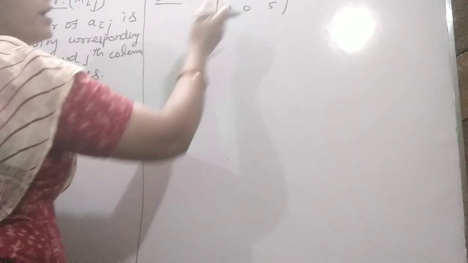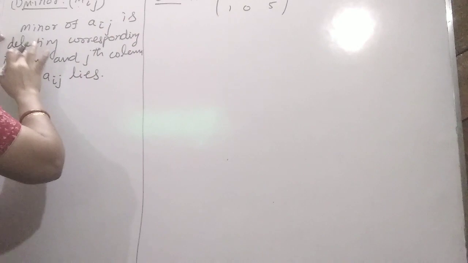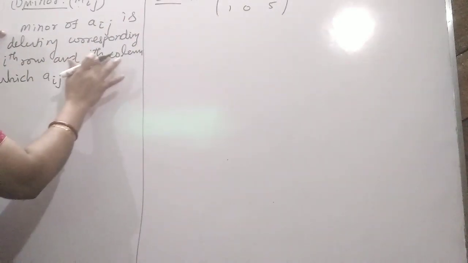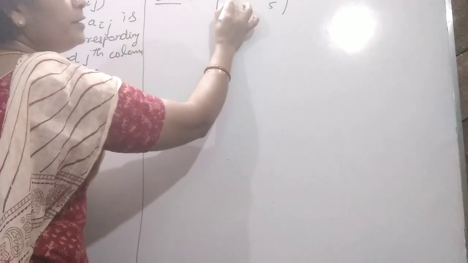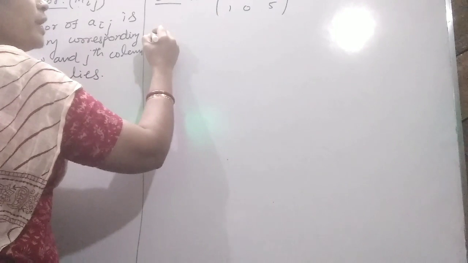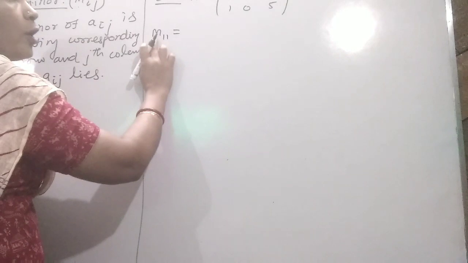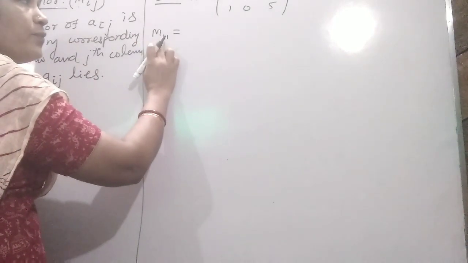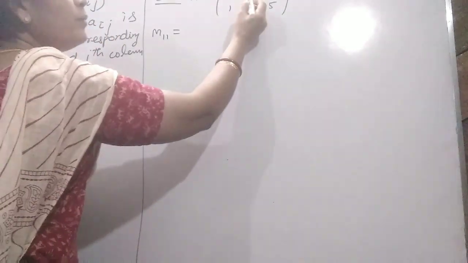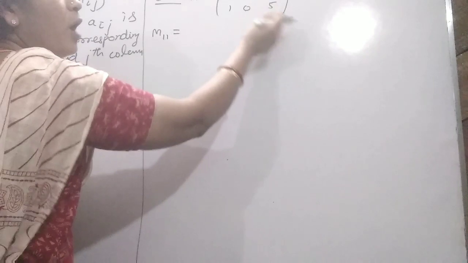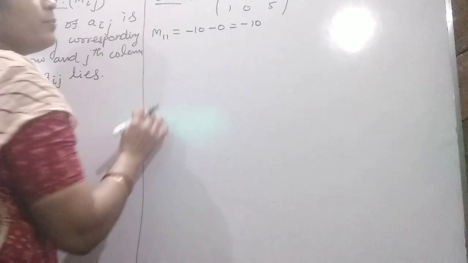For example, if I find the minor of this matrix, the minor of element Aij is deleting the corresponding ith row and jth column in which Aij lies. Suppose I want to find the minor of 1, that is denoted by M11, first row, first column. Delete first row, first column. Then we have remaining minus 2, 3, 0, 5. You know how to find the determinant value. Minus 10, minus 0, that is equal to minus 10.